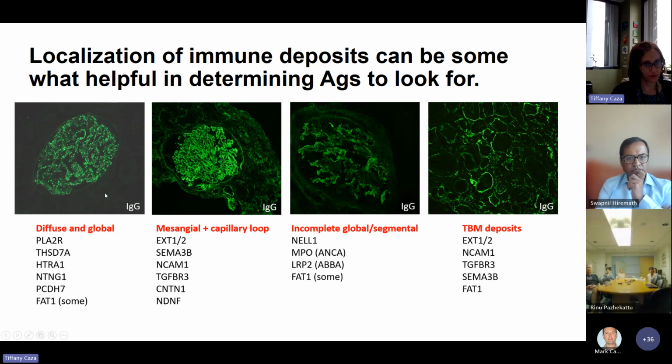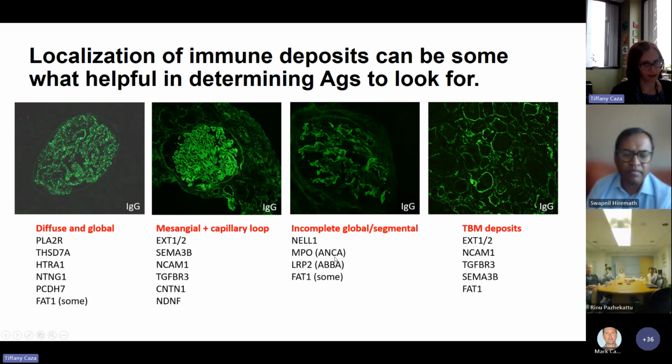If you have diffuse and global granular capillary loop staining for IgG, you can think about it being due to a primary podocyte antigen. If there's mesangial in addition to capillary loop staining, these are typically seen in autoimmune disease. Having incomplete staining is seen in NELL1. It's also seen in membranous that's associated with other conditions.